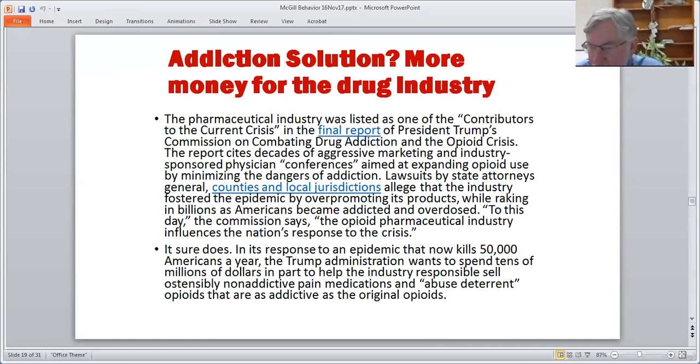What's behind this really was marketing among doctors, a redoing by the drug industry of the whole mentality. Any pain is supposed to be bad, you can take a drug to decrease the pain. So in response, though, now Trump wants to spend tens of millions of dollars to help the industry develop abuse deterrent drugs, non-opiate painkillers, and so on. So again, the solution comes within the context of this drug complex.